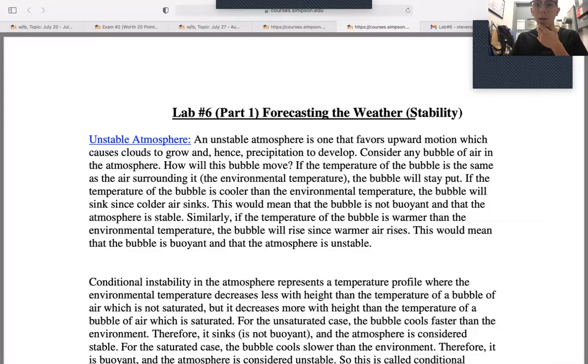Hello, today we're going to talk about lab number 6 on instability and advection.